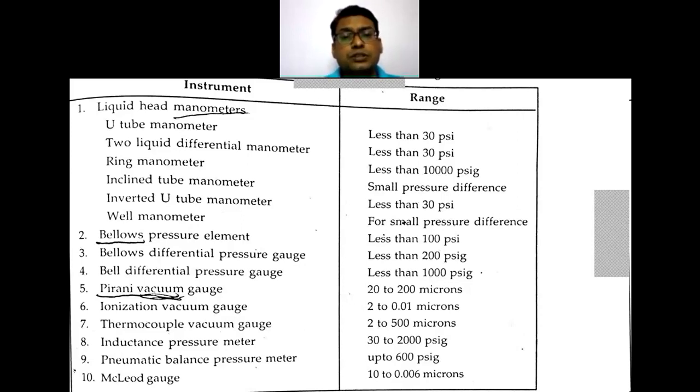Then bellows pressure element, bellows differential pressure gauges, then Pirani vacuum gauges, ionization vacuum gauges, thermocouple vacuum gauges, then McLeod gauges. All these are shown in microns, so they are used for low pressure measurement. However, for high pressure measurements, it's the gauges, manometers and differential measurements.